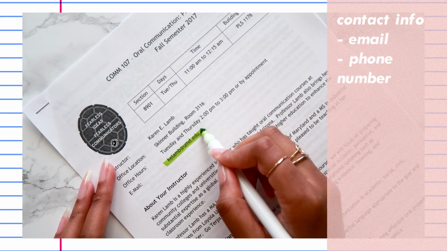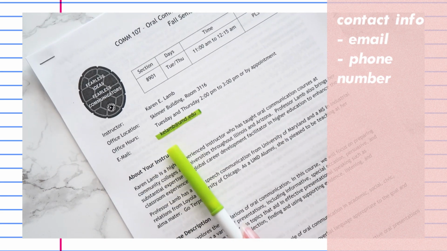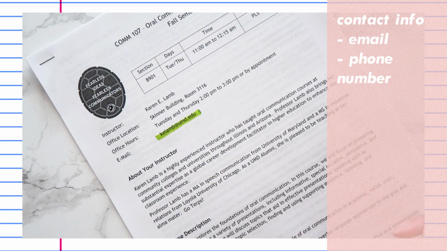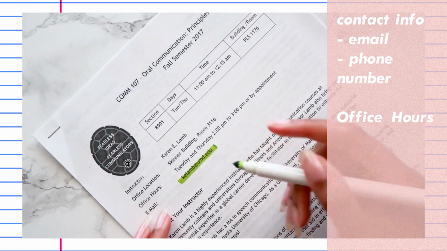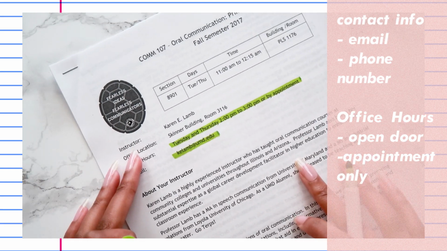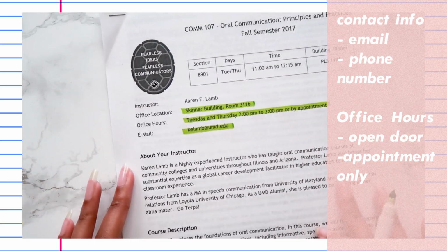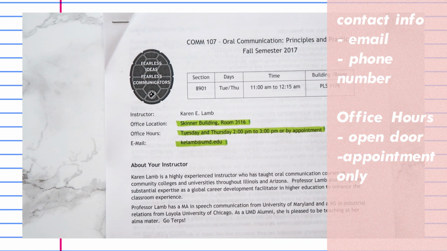They will provide either an email, a phone number, or something like that, so keep an eye out for that. Also, they will provide their office hours and when you can meet with them. It's also good to note if they have an open door policy or if you have to do appointment only. Some professors don't care, but some professors are really strict about making appointments before you just show up to their office. So see if that's in the syllabus as well. Also, the professor's office location will be in the syllabus, so just take note of that.